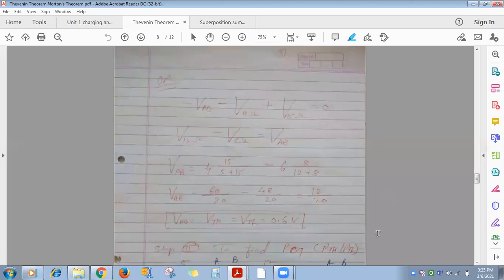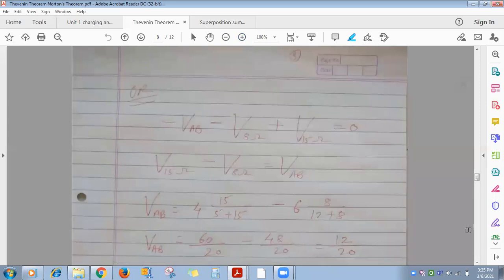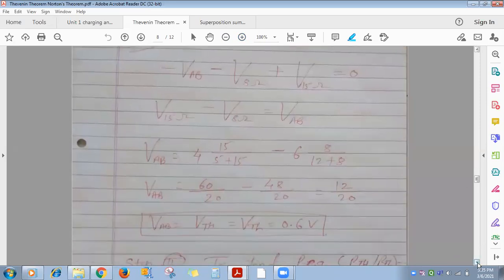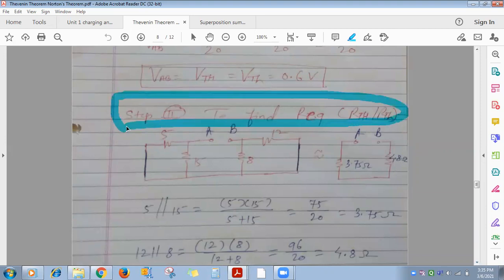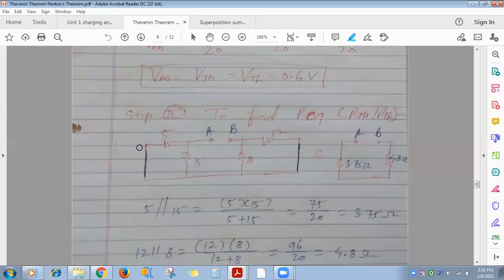Now what is the second step once we get VTH? Find R equivalent, to find RTH. Correct. See here I have written the second step to find out RTH. For that, what do you have to do? Voltage sources, make them short. See here, voltage sources I have shorted. If a current source is there, then you have to make it open circuit. But here no current source is there. And what about the load resistance? Open it, remove it from the circuit and draw the circuit.